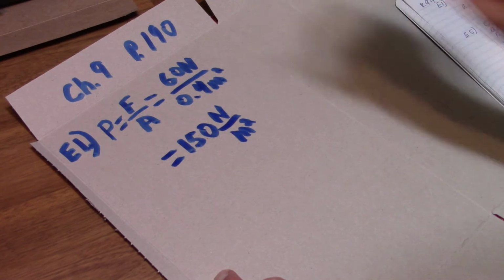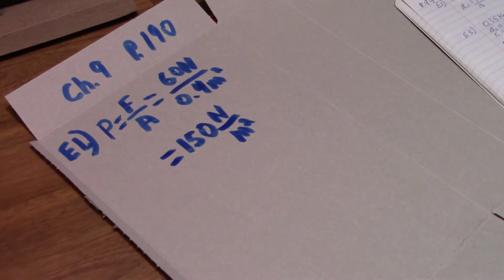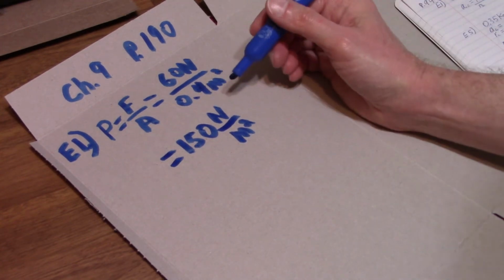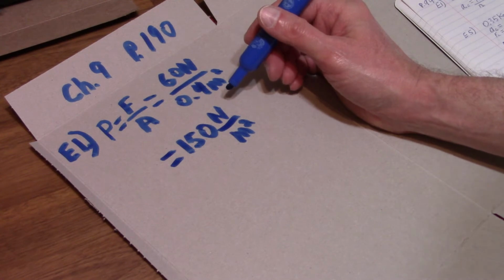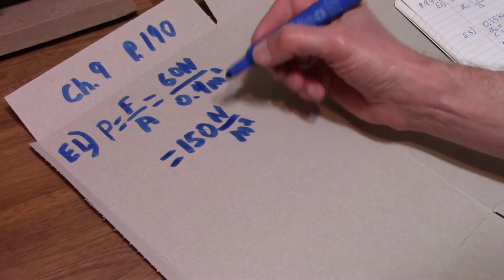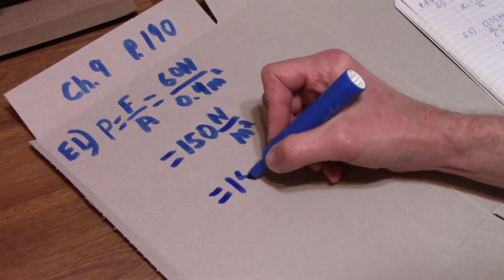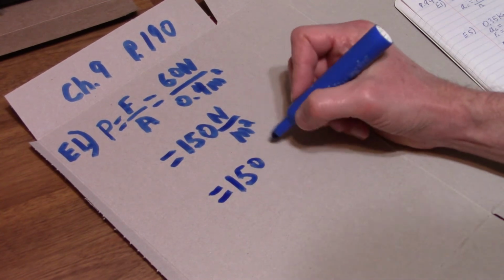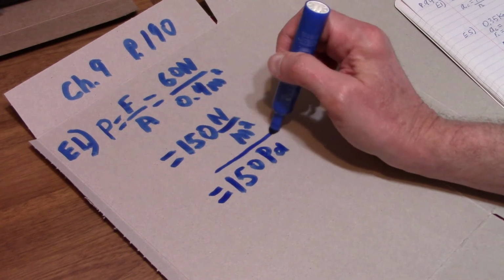per square meter, right? A square meter is a little bit bigger than a yard, a square with a meter on each side. Now, Pascal is a unit of pressure. 1 Pascal is equal to 1 newton per meter squared. So this is equal to 150 pascals, approximately.